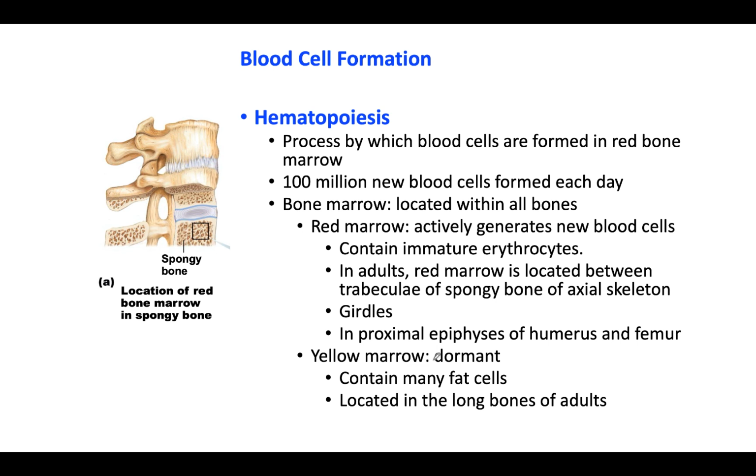Yellow bone marrow is dormant. It contains fat cells, so it appears yellow. But yellow bone marrow makes blood cells only in emergencies.